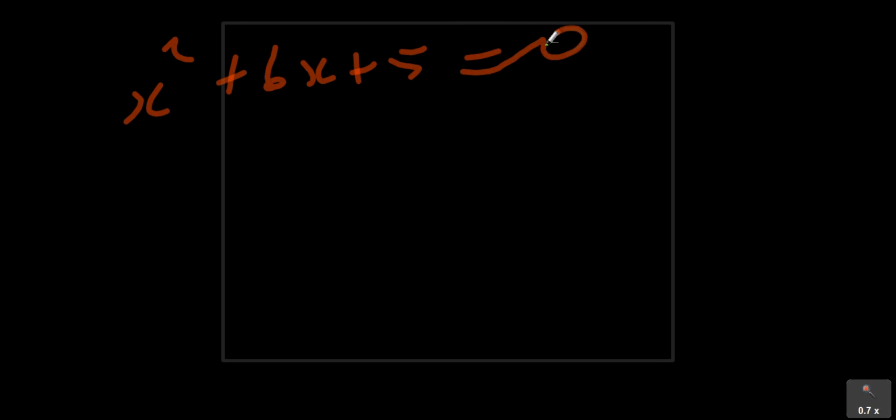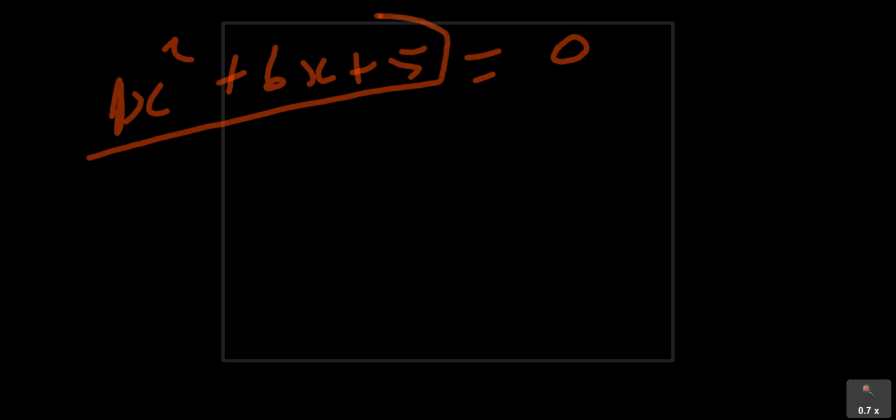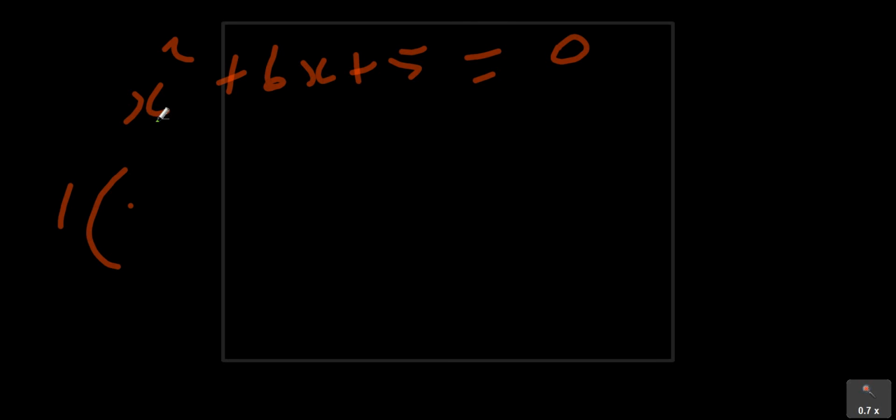So we had x squared plus 6x plus 5 is equal to 0. What's the first rule when we're completing the square? The first rule is that we factorize all the terms by the coefficient of the x squared. So we bring that 1 outside, and we would divide everything by 1. Anything that we are factorizing the equation by, we divide it.